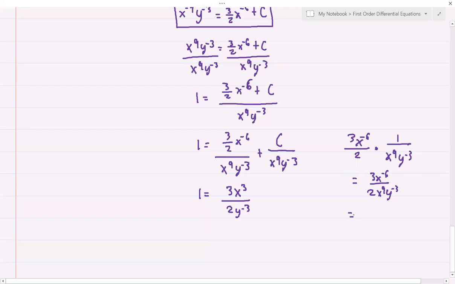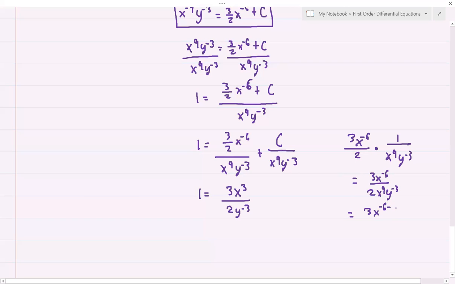And if you're going to recall your laws of exponent, if you have the same base, one from the numerator and one from the denominator, and they have their own exponents, so we will have 3 times x raised to negative 6 minus 9. Okay.